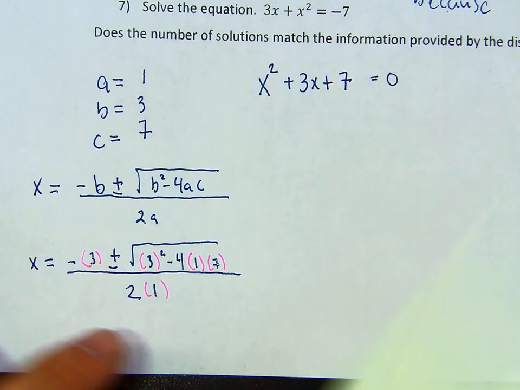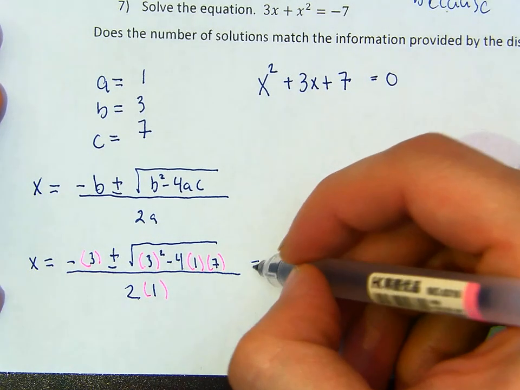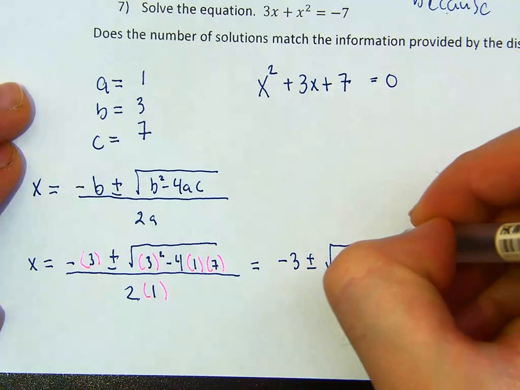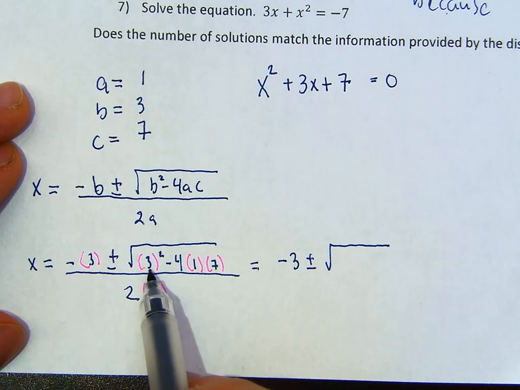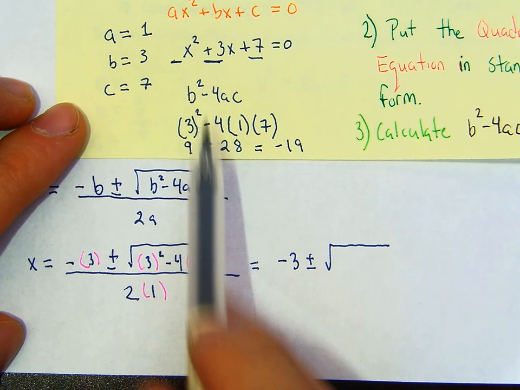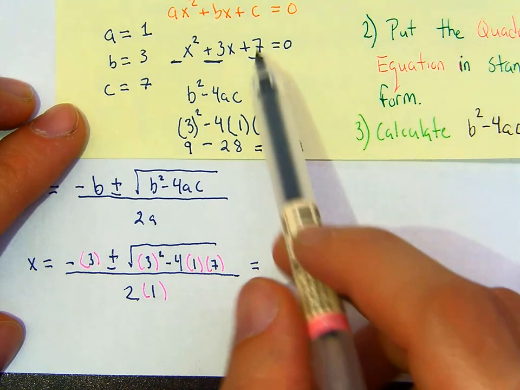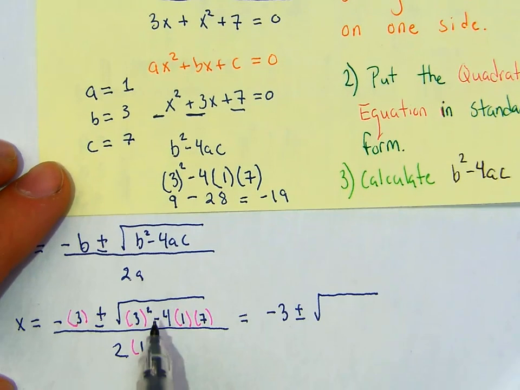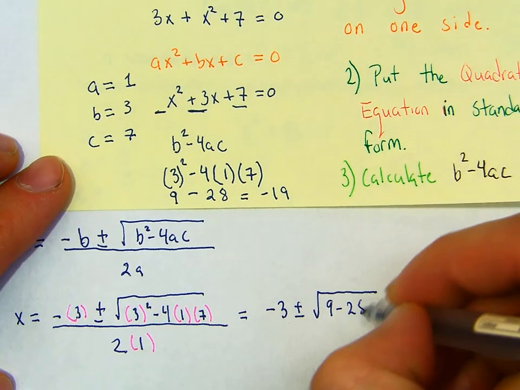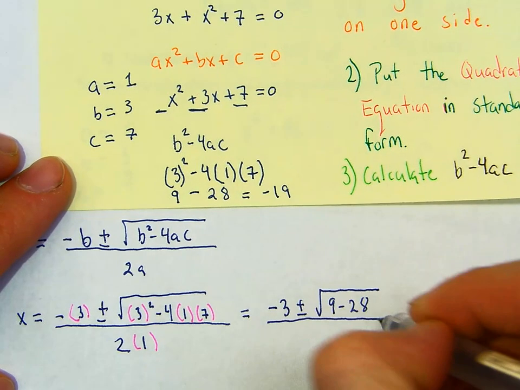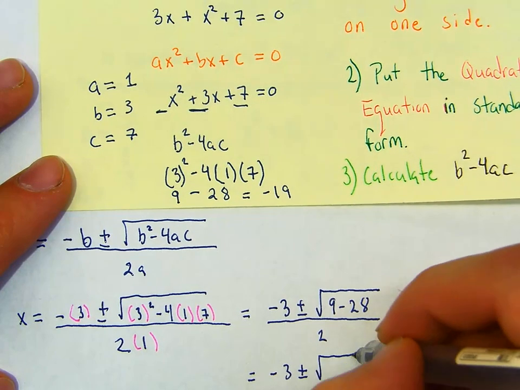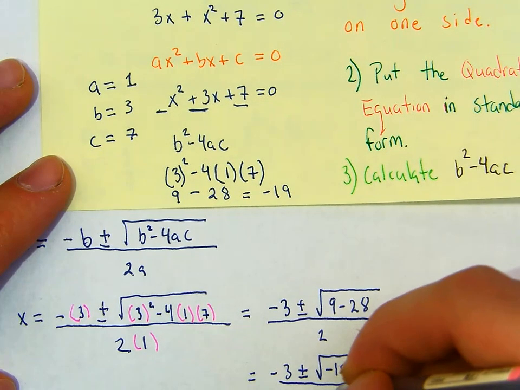But now this part is pretty much done, because here this is negative 3 plus or minus the square root of, this you already did. You already calculated what this is. This is the discriminant, b squared minus 4ac, remember this part over here? It's what? 9 minus 28. But we already did that. 9 minus 28 is negative 19. So this is over 2. That equals negative 3 plus or minus the square root of negative 19 over 2.